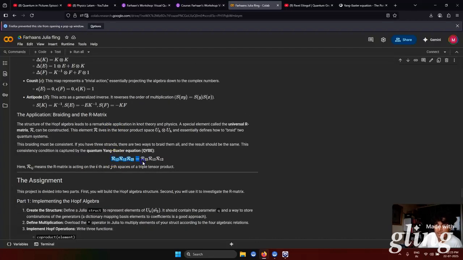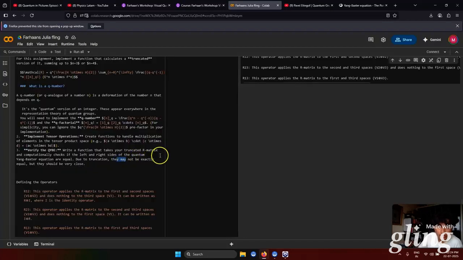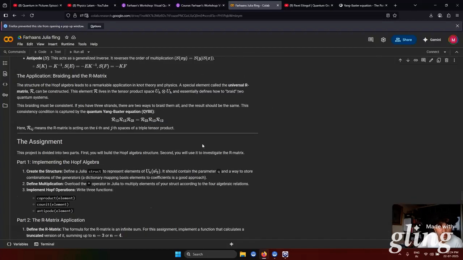So our main aim is the Yang-Baxter equation. These individual terms are all matrices such that it is the action of the first tensor space. It's the tensor product of the first space with the second space. Okay, here, that's why it's written over here, the ith space and the jth space tensor product.